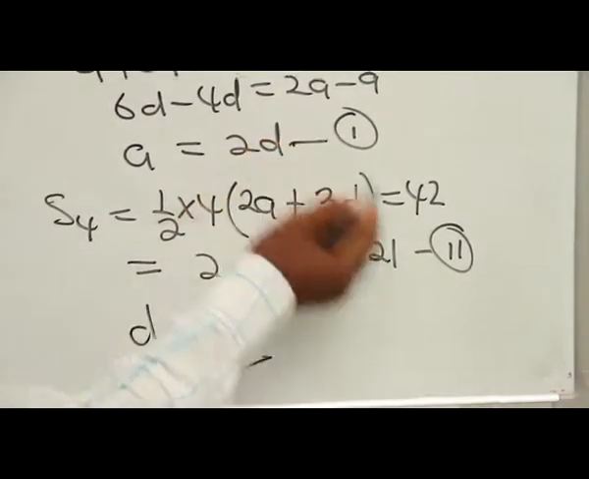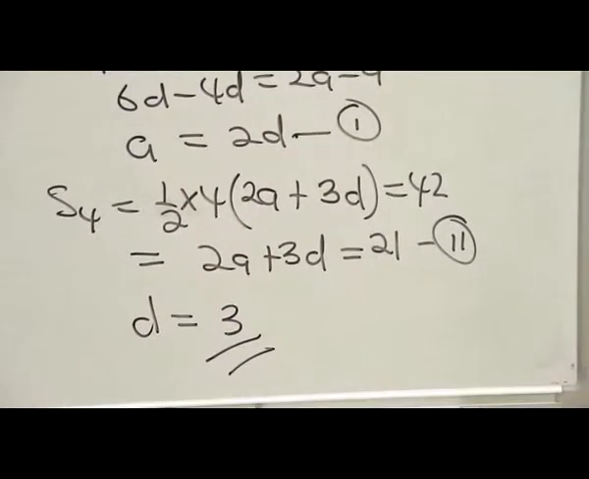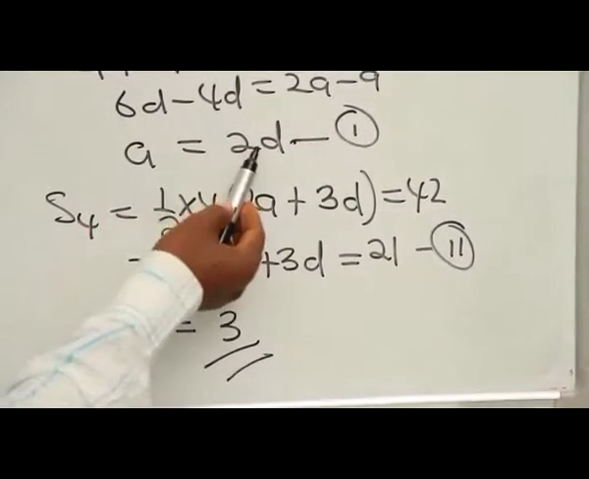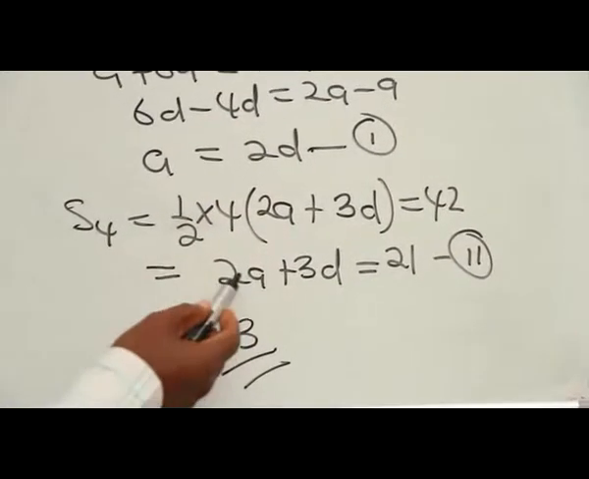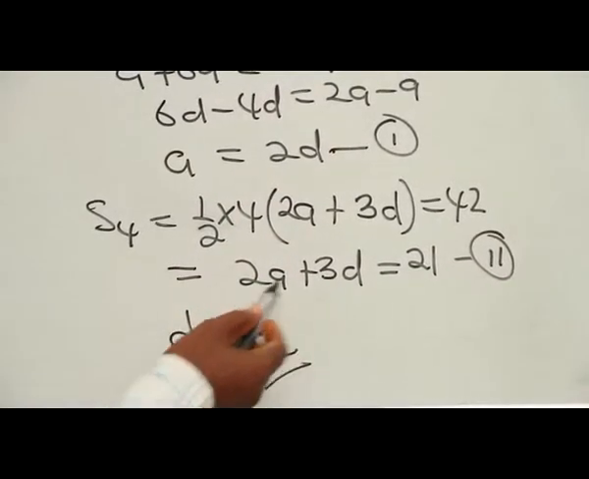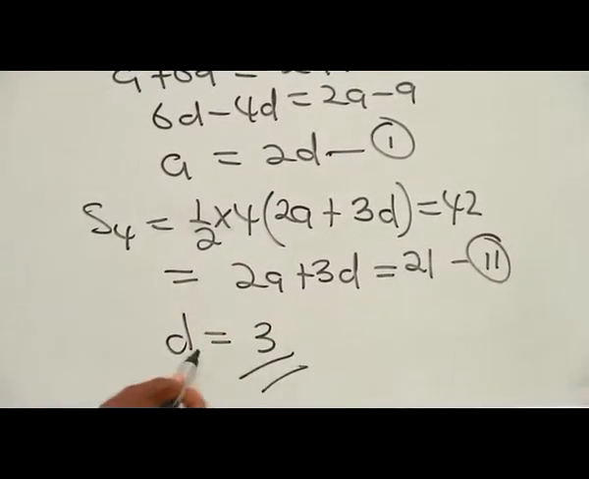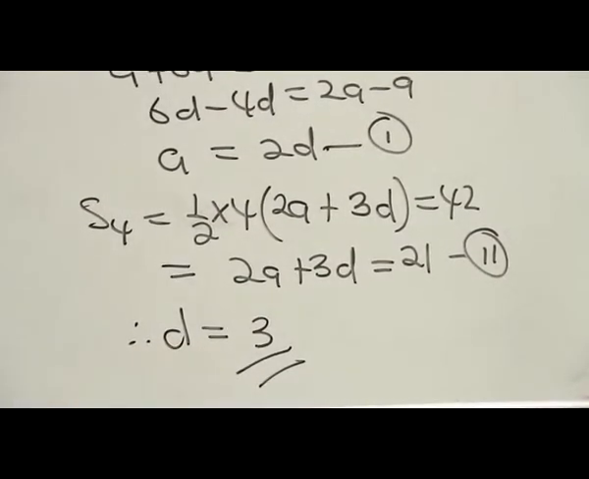Solving equation 1 and equation 2 simultaneously, all you need to do is to put your a, which is 2d, into this value here, so it becomes 4d plus 3d, and that is 7d equal to 21. Therefore, your d is equal to 3. You will have solved the problem.